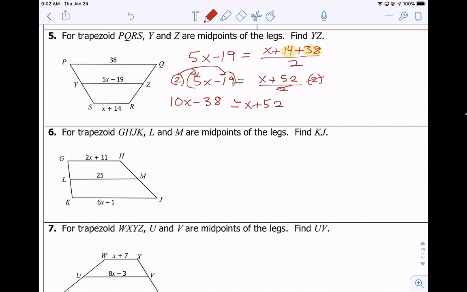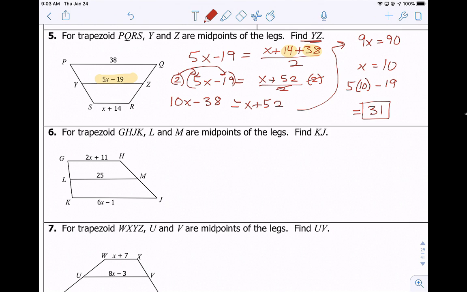Now from there, you're just going to solve. So when you subtract x and add 38, I'm going to carry on over here. You're going to get that 9x is equal to 90. And when you divide, of course, x is equal to 10. Now, that is your x value. I wanted YZ. And remember, YZ is your 5x minus 19. So I'm just going to do 5 times 10 minus 19. And that's going to give you 31 as your answer. Okay? We'll do one more.